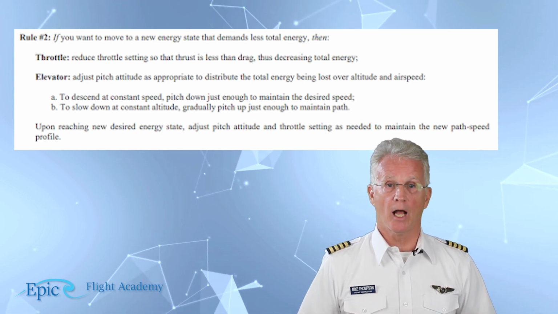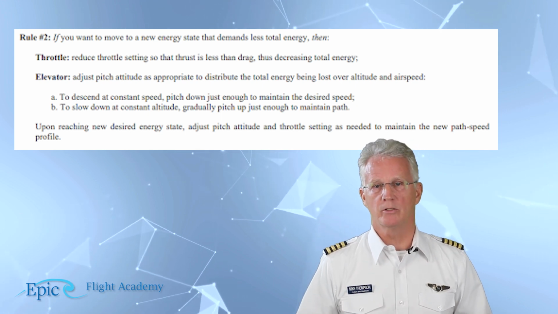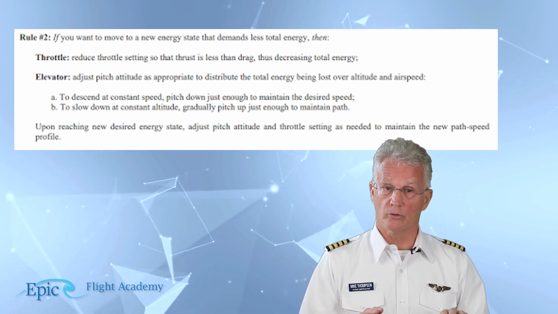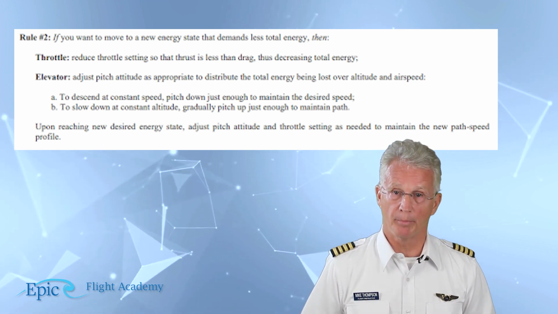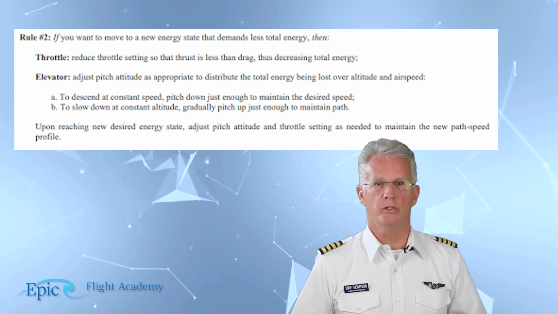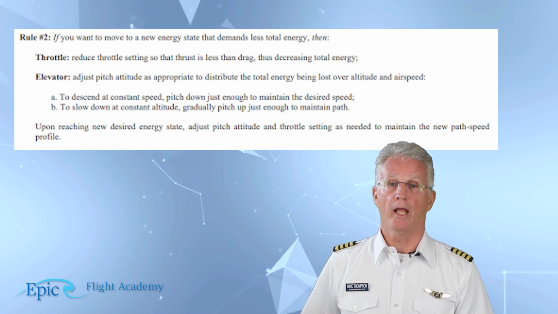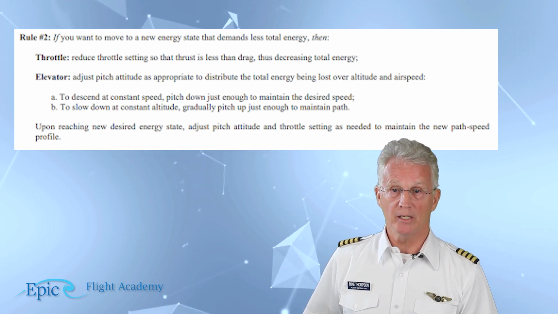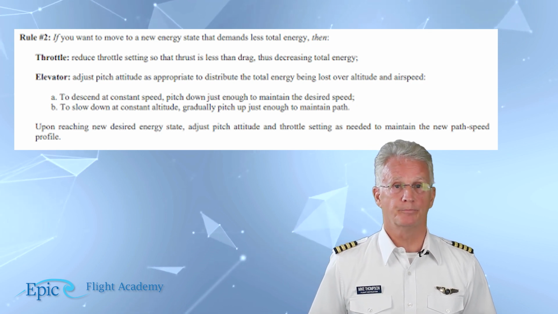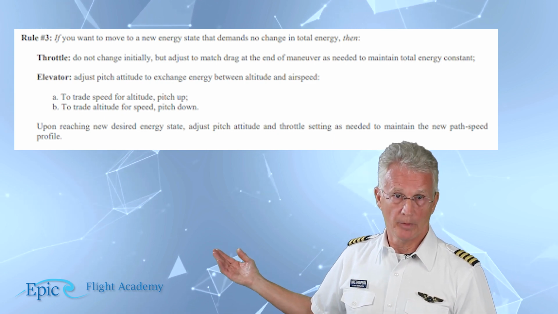To descend at a constant speed, pitch down just enough to maintain desired speed. To slow down at a constant altitude, gradually pitch up just enough to maintain your path. Upon reaching the new desired energy state, adjust pitch attitude and throttle setting as needed to maintain the new path speed profile. And shown here, rule number 3.